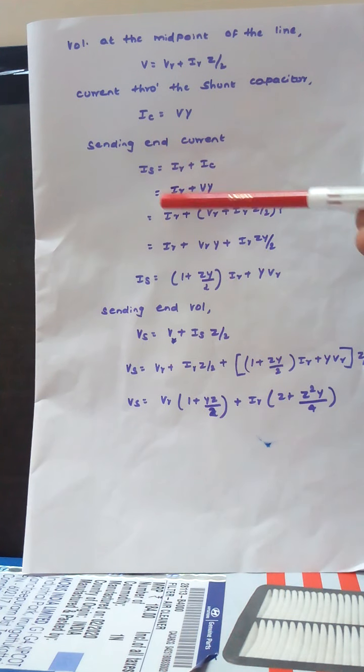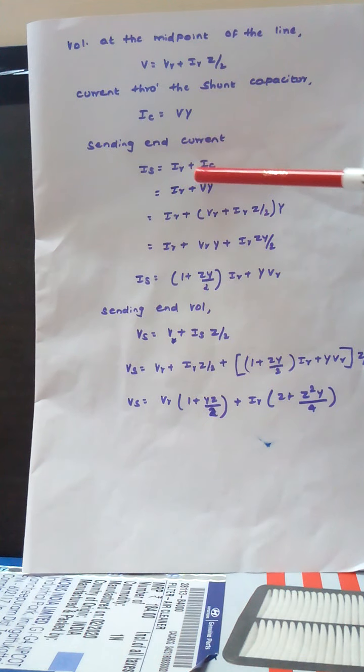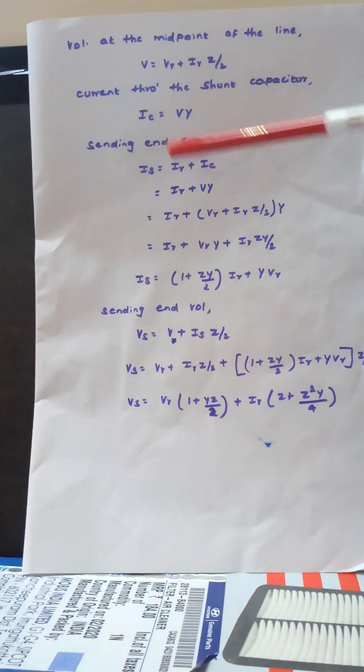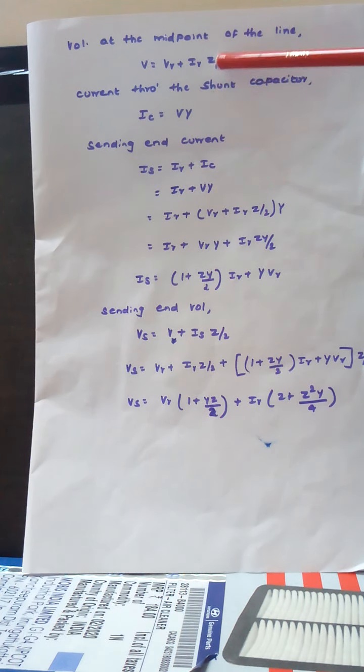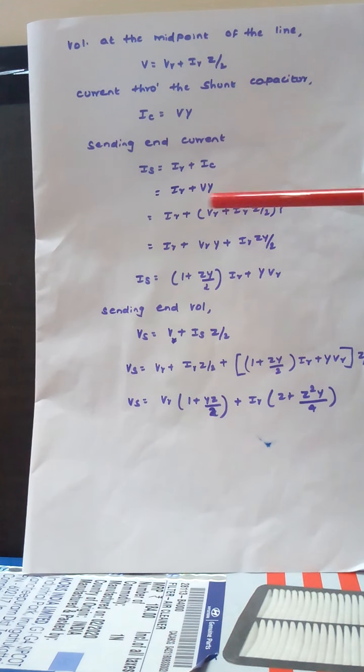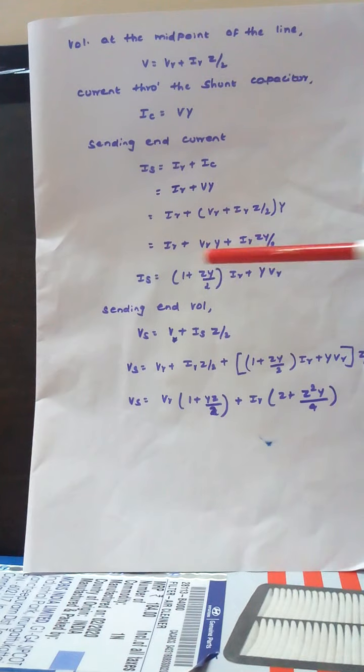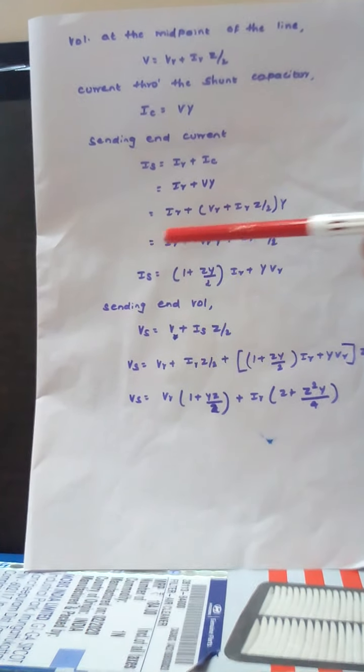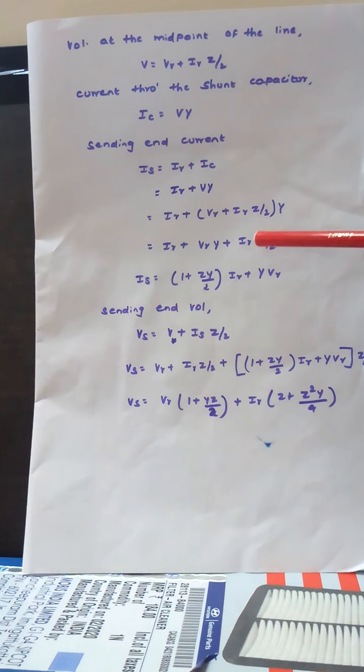Here IR we are writing as it is, IC we can write in terms of V and Y, and this V we can write as VR plus IR into Z by 2. Then if you multiply the Y term inside, we can write IS will be equal to, taking IR outside, (1 plus ZY by 2) into IR plus VR into Y. So this is your sending end current.